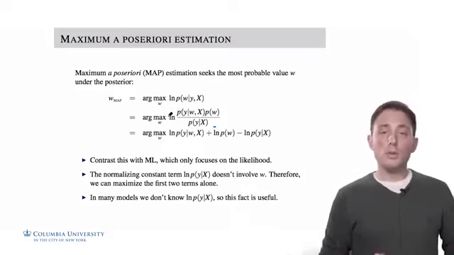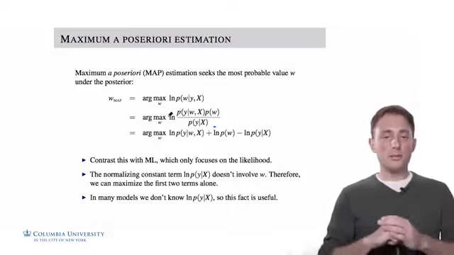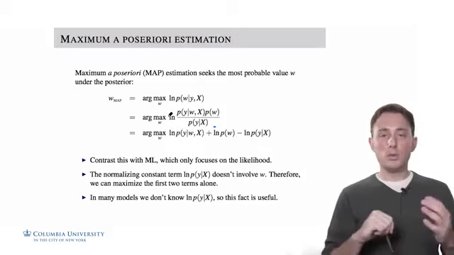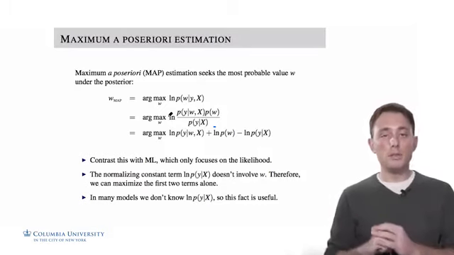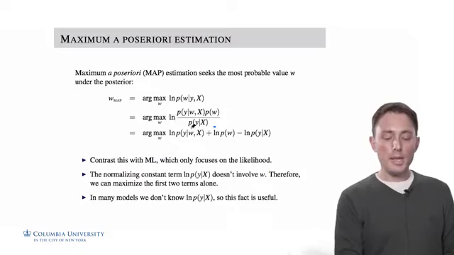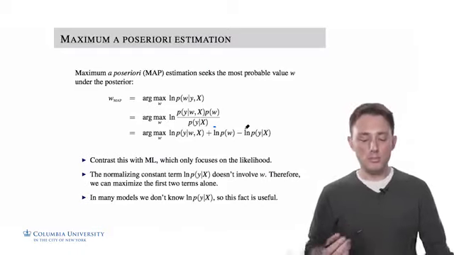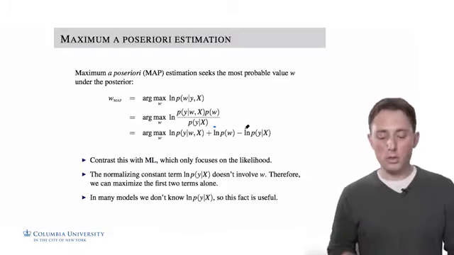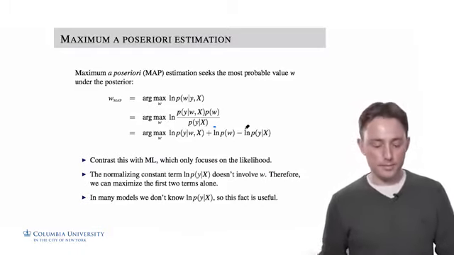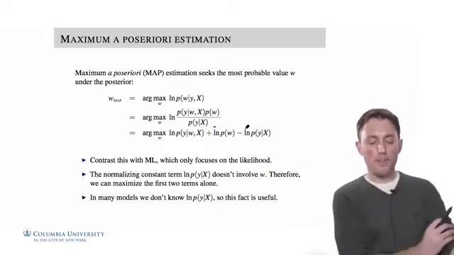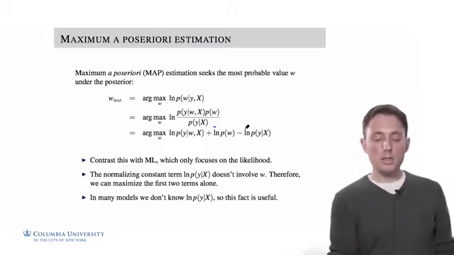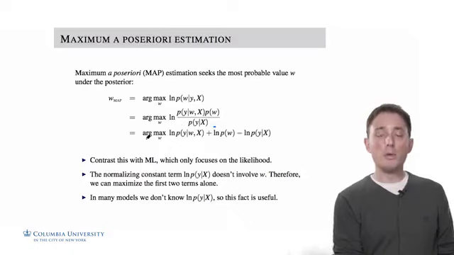And then, using the fact that the log of a product of things is equal to the sum of the logs of those individual things, we can say that the log of this product is equal to the log of the likelihood plus the log of the prior minus the log of the normalizing constant, or the evidence term, or the marginal likelihood of y given x. So this is what we ultimately want to maximize over w.